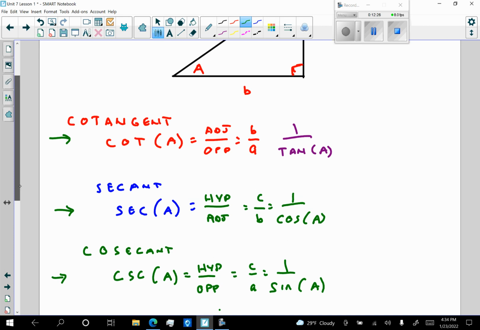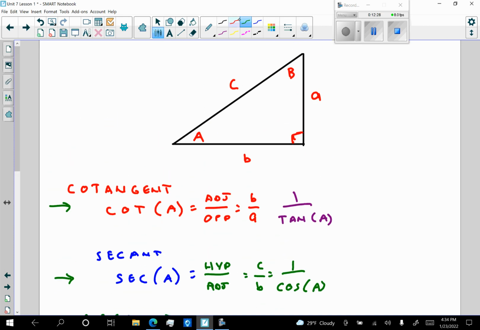So here I have a right triangle. Right triangle ACB, where the measure of angle C is equal to 90 degrees. And then the angles A and B are the complementary angles to that.